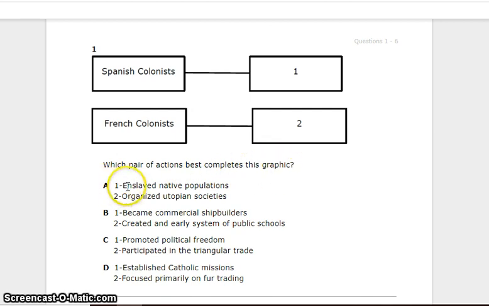A. 1. Enslaved native populations. 2. Organized utopian societies. B. 1. Became commercial shipbuilders. 2. Created an early system of public schools. C. 1. Promoted political freedom. 2. Participated in the triangular trade. D. 1. Established Catholic missions. 2. Focused primarily on fur trading.